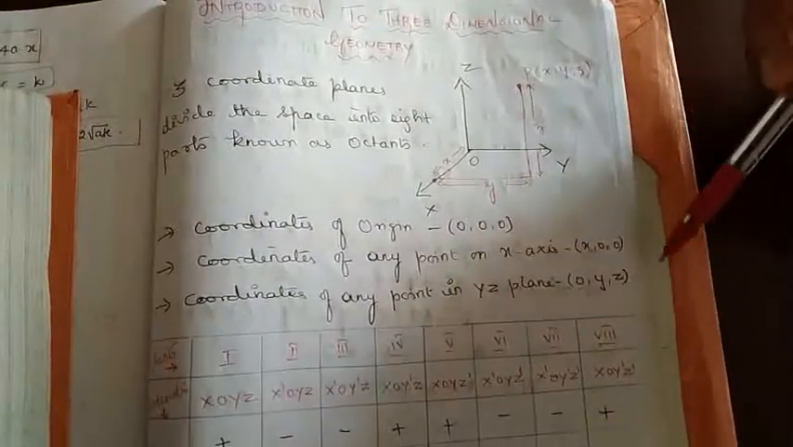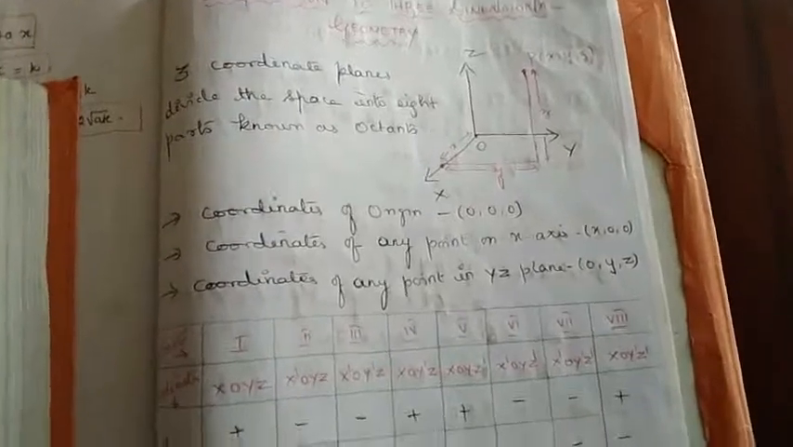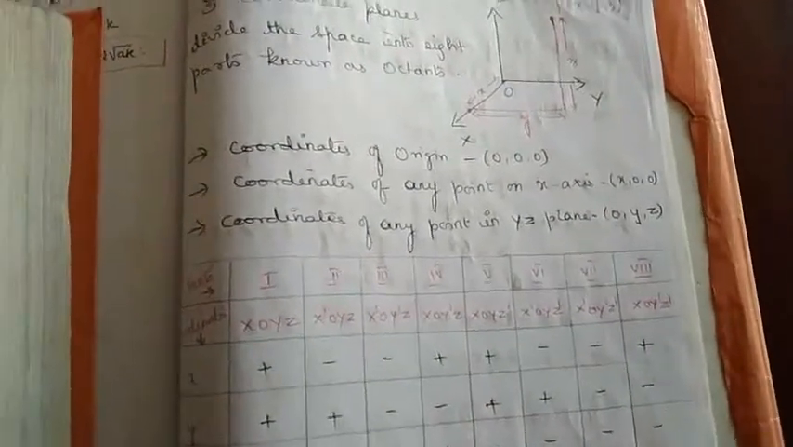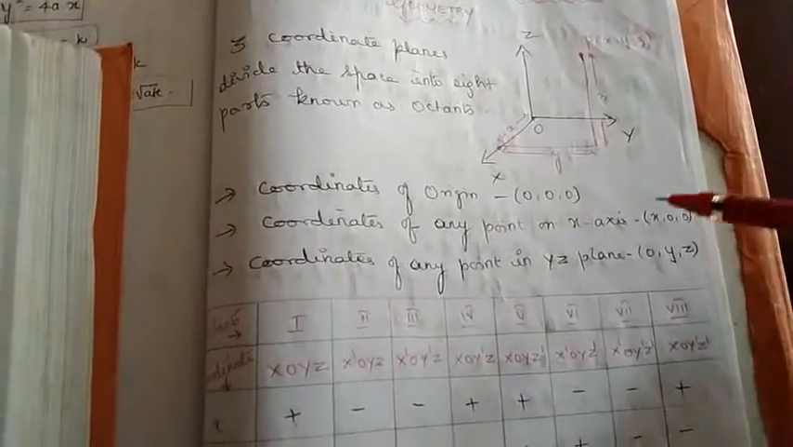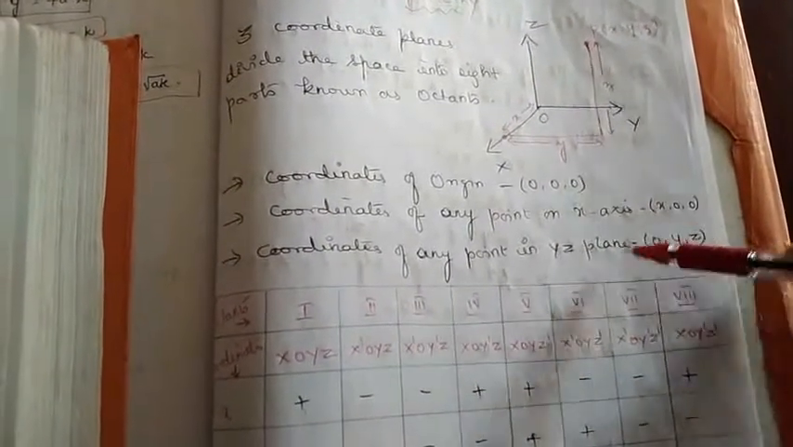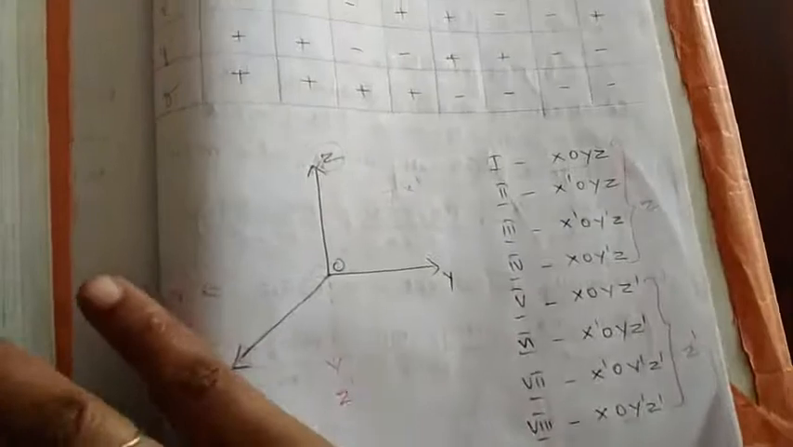You have to remember this because you may get a part of a question saying to find the coordinates of the point which lies on the xz plane or yz plane. So you should know if it lies on any plane, the coordinate which is missing will be 0. Okay. Now get back to the 8 octants.